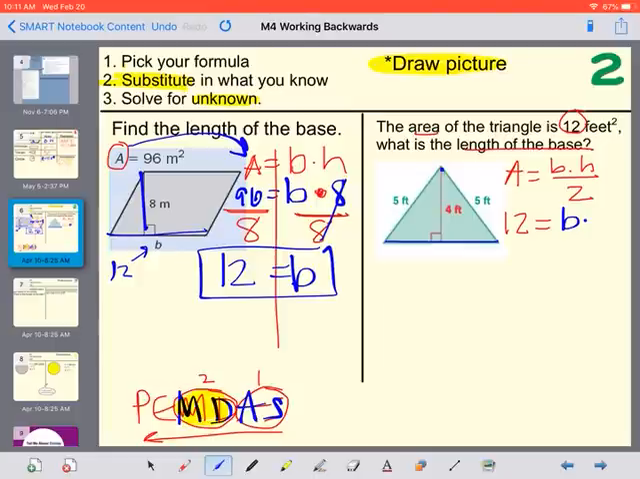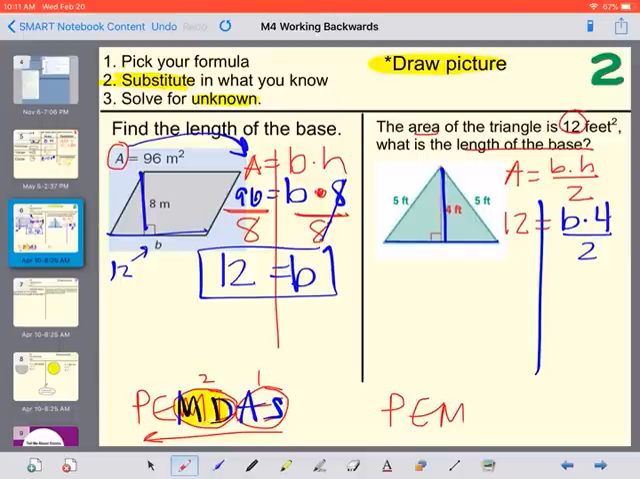But we're multiplying by the height, which is 4. And for a triangle, we need to divide by 2. So if we go to solve this, I don't like that divide by 2 sitting there. So think in your order of operations, what is the opposite of dividing by 2? The opposite of dividing is multiplying.